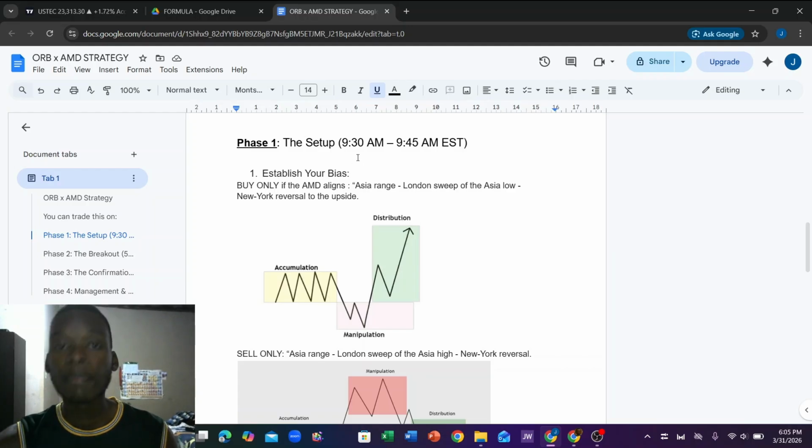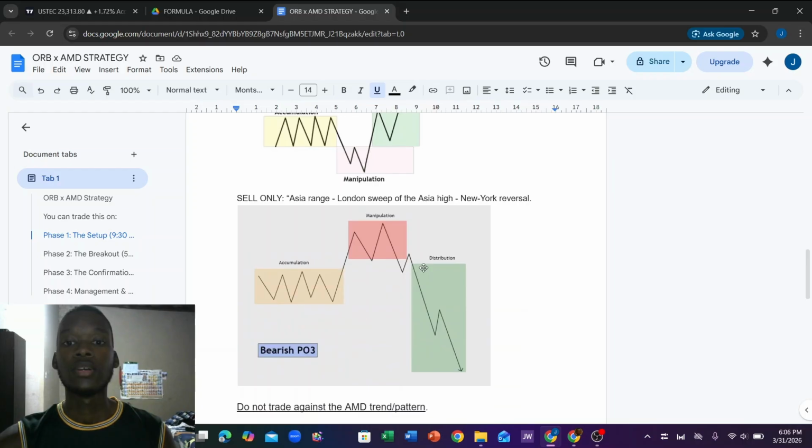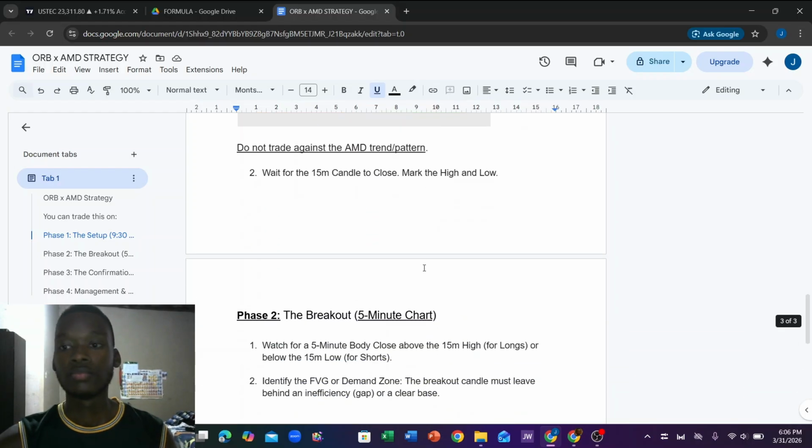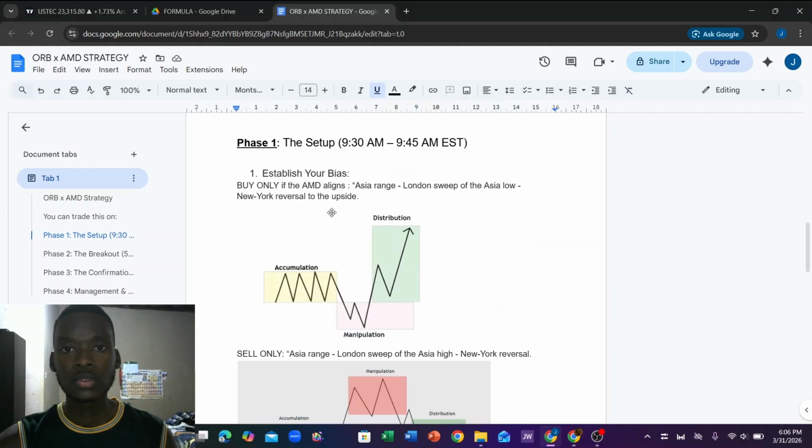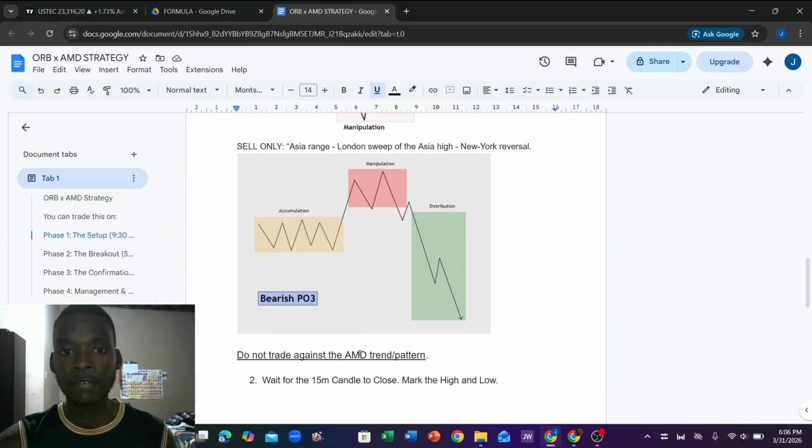In South Africa, 3:30 to 3:45, that's the 15-minute candle. You're going to mark the high and the low. You're on the 15-minute chart, remember, mark the high and the low. So with phase 1, I think I have covered everything.